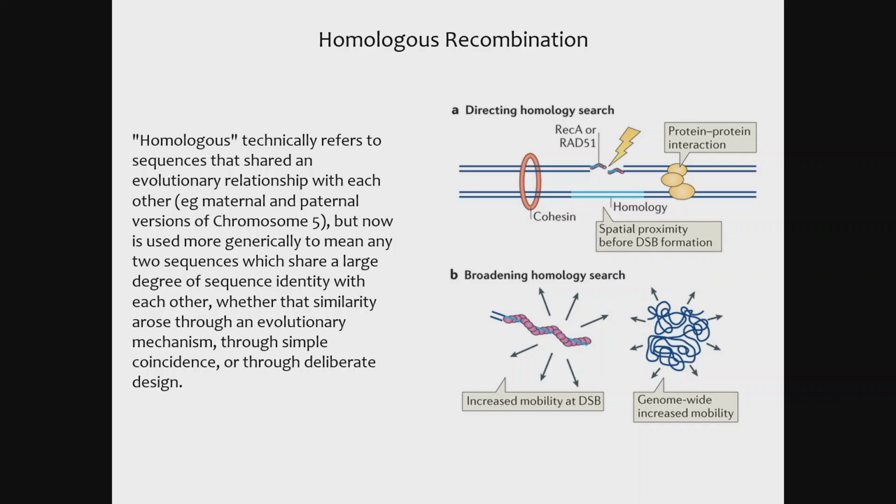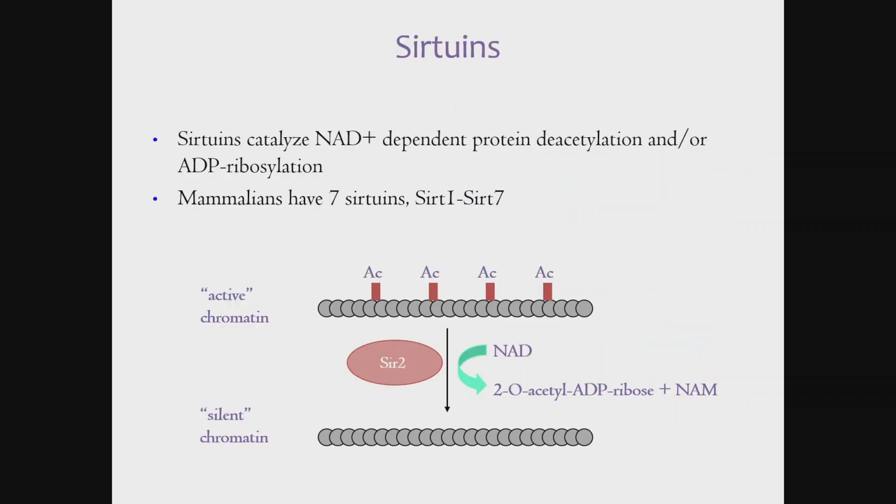Now we'll get to the part of the things that we do in my lab, that is DNA repair. So we work with a group of enzymes that are called sirtuins. These sirtuins are conserved from yeast to mammals, and they were first discovered because they can deacetylate histones, removing this epigenetic mark and compacting the DNA.